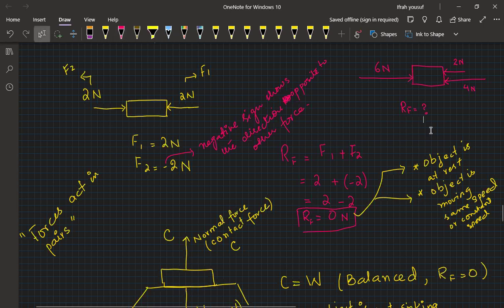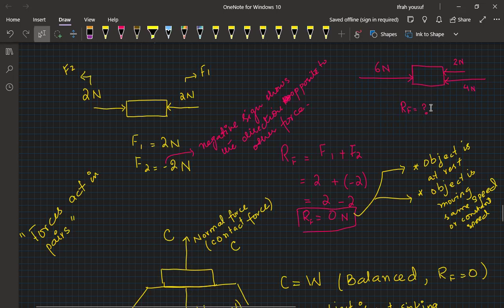0 Newton. Okay. Because two different forces from the right side are acting, right? One is 2 Newton and one is 4 Newton, right? And from the other side, a 6 Newton force is acting. So that will make 0 Newton.